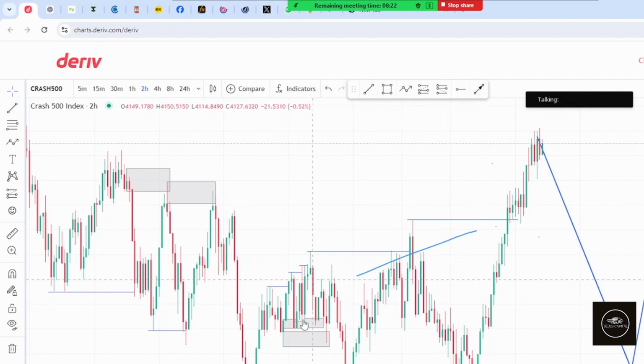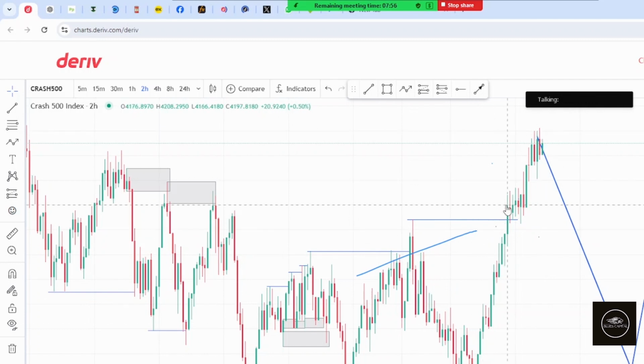For example, this expansion, then the retracement to a certain level, which is either a demand or supply zone. So this is the retracement to this demand zone, then the continuation to the upside. That's it: the expansion, the retracement, and the continuation.